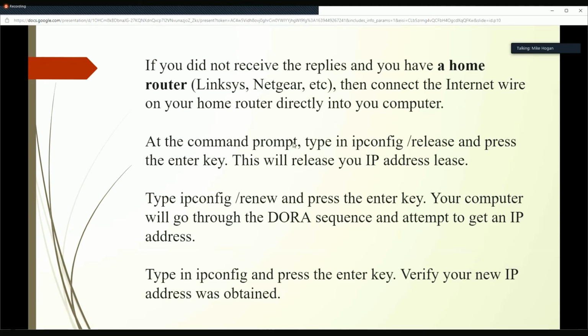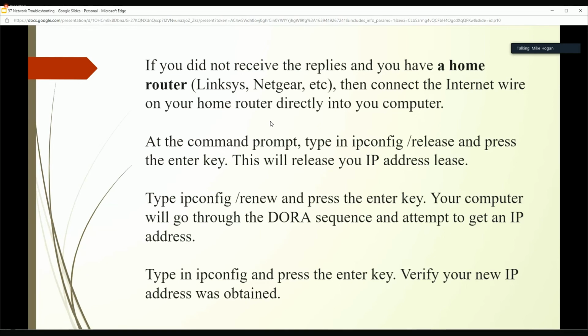So let's say you tried to ping your default gateway and you did not receive any replies, then obviously that indicates that you got a problem there with your default gateway. Either the default gateway is wrong, or you may have entered the default gateway incorrectly, or you've got another connectivity issue.